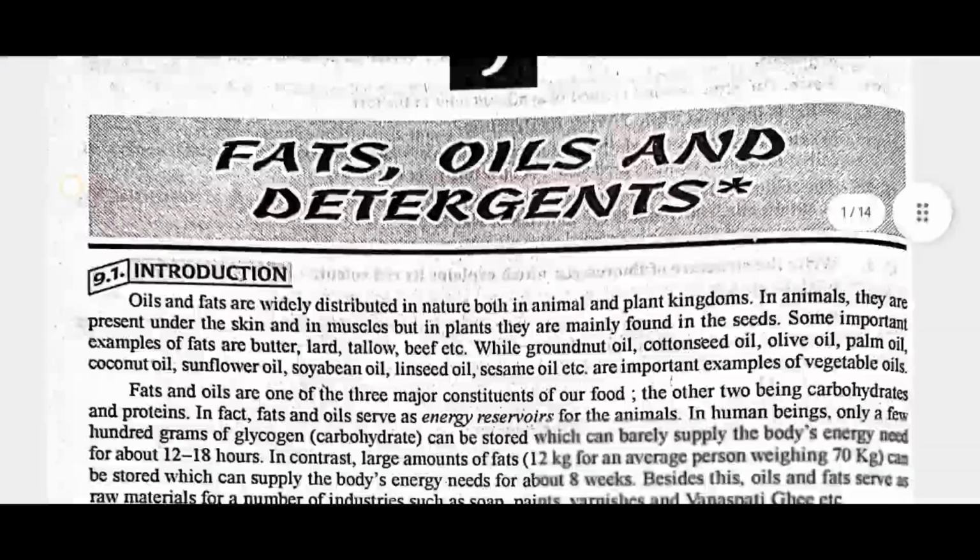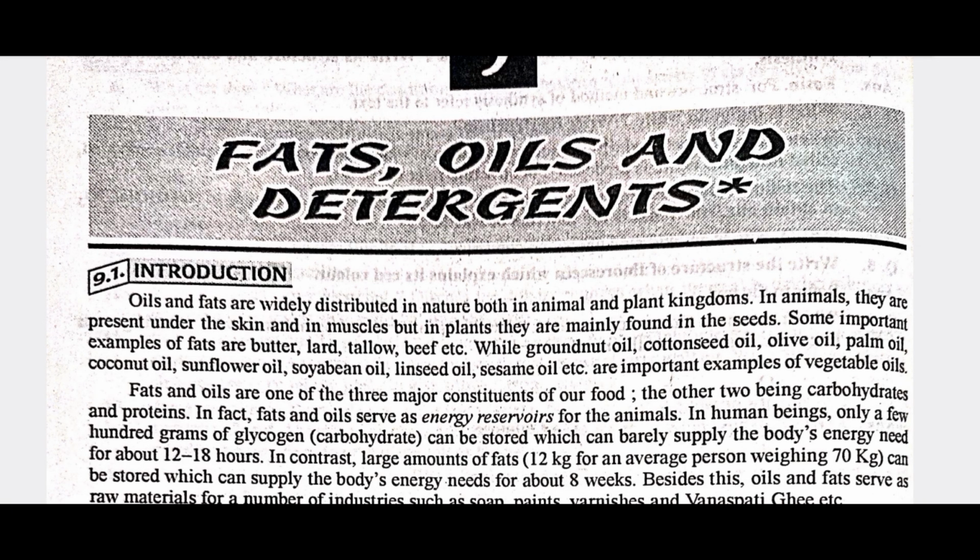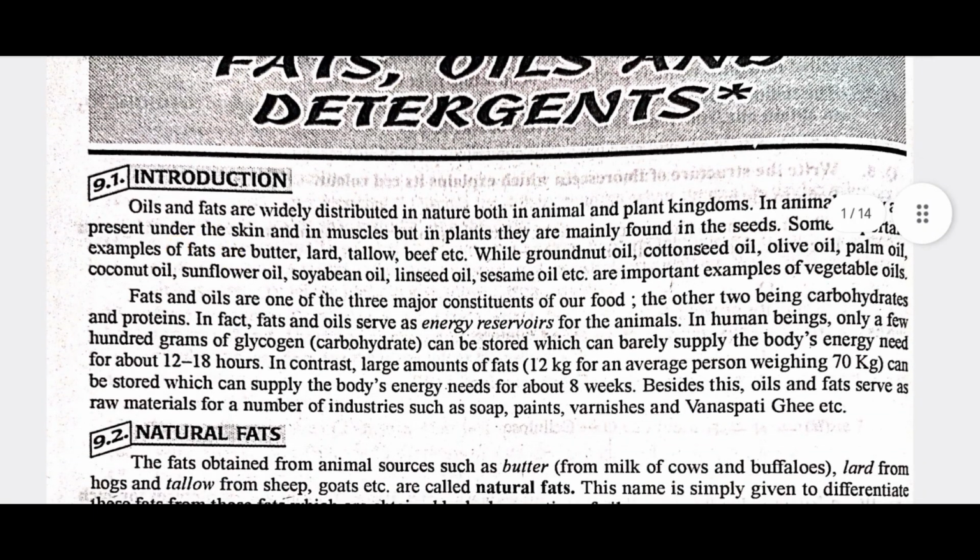Fats, oils and detergents. Oils and fats are widely distributed in nature, both in the animal and plant kingdoms. In animals, they are present under the skin and in muscles, but in plants, they are mainly found in the seeds. Some important examples of fats are butter, lard, tallow, beef, etc., while groundnut oil, cottonseed oil, olive oil, palm oil, coconut oil, sunflower oil, soybean oil, linseed oil, sesame oil, etc. are important examples of vegetable oils.